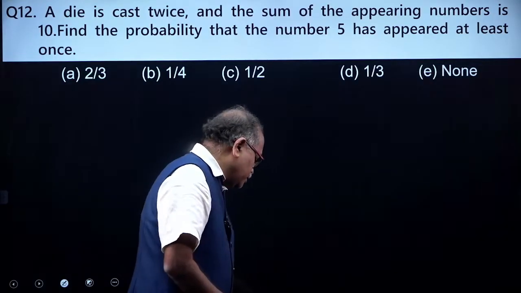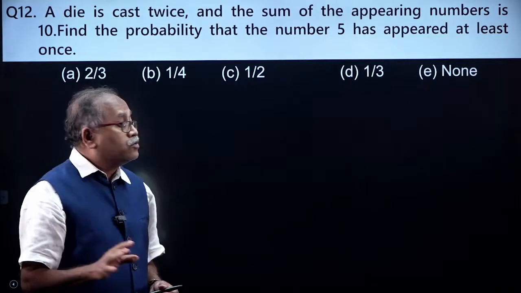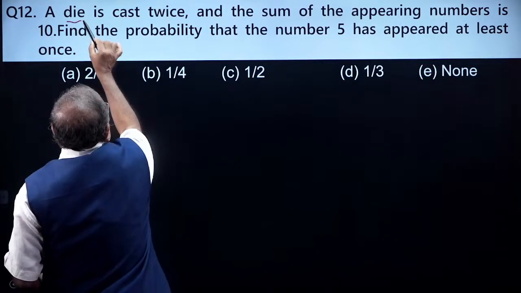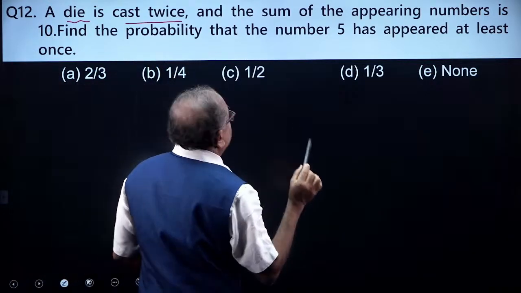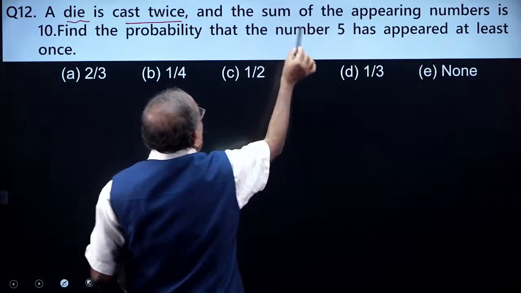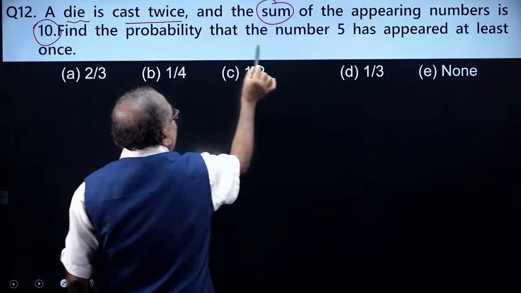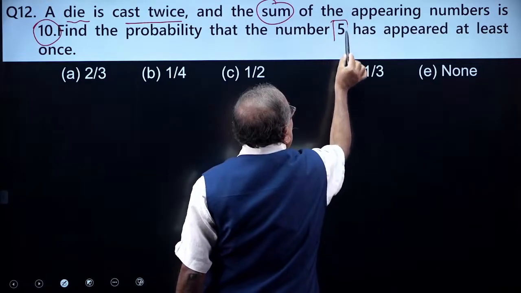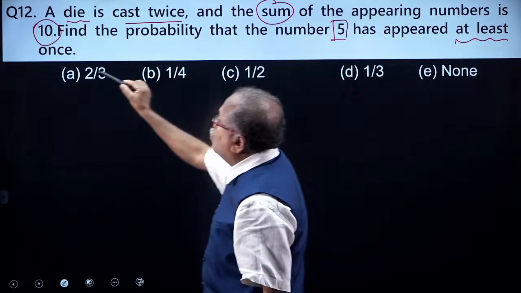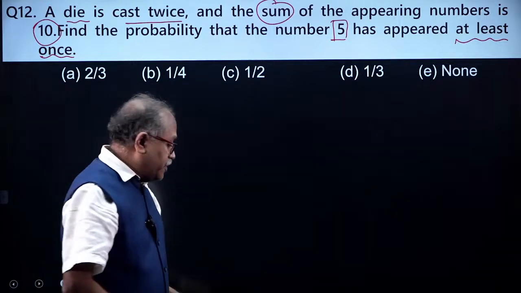Now, what is this question? I will conclude with this question because the next faculty is there. Aman sir, a dice is cast twice, thrown twice, and the sum of the appearing numbers is 10. Find the probability that number 5 has appeared at least once. Sum is 10. Come on, my friend.